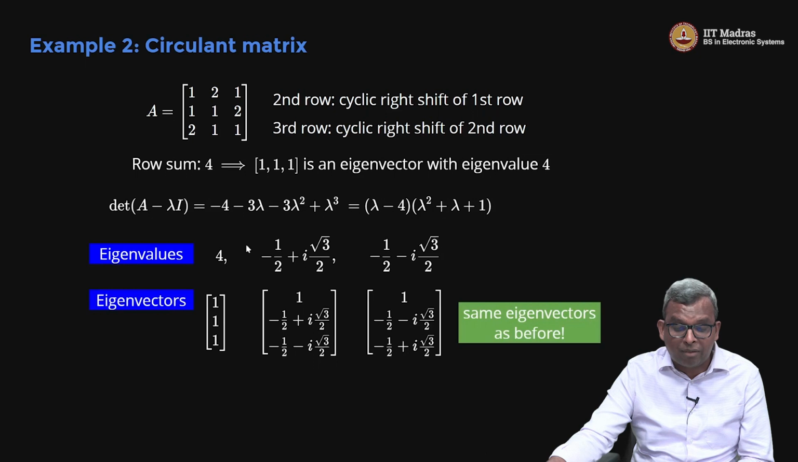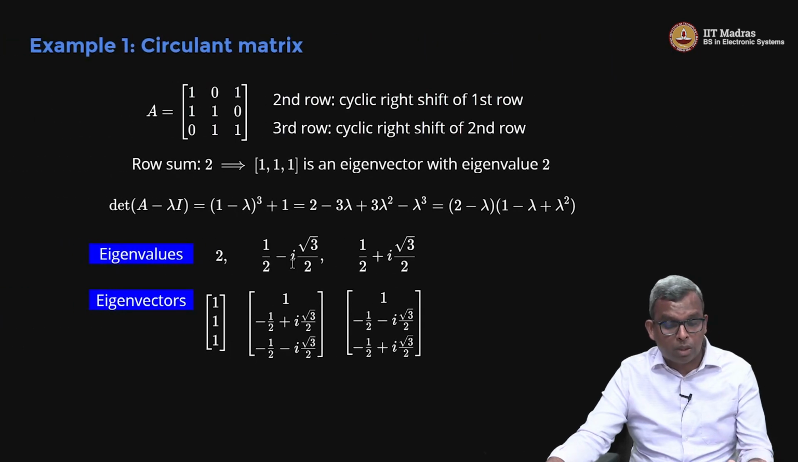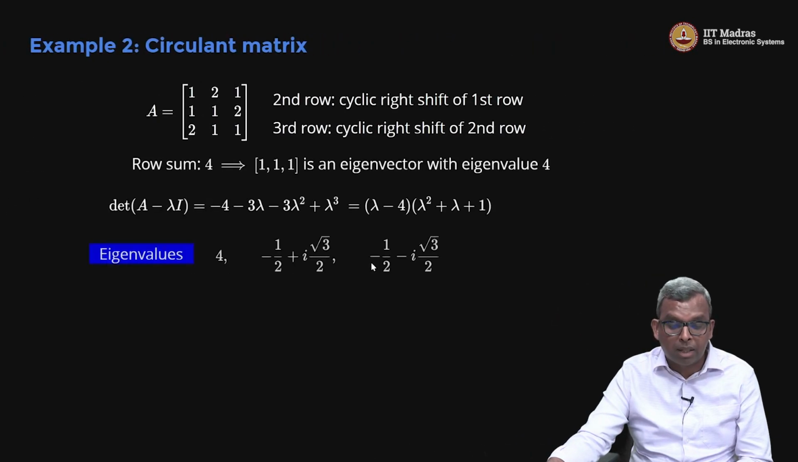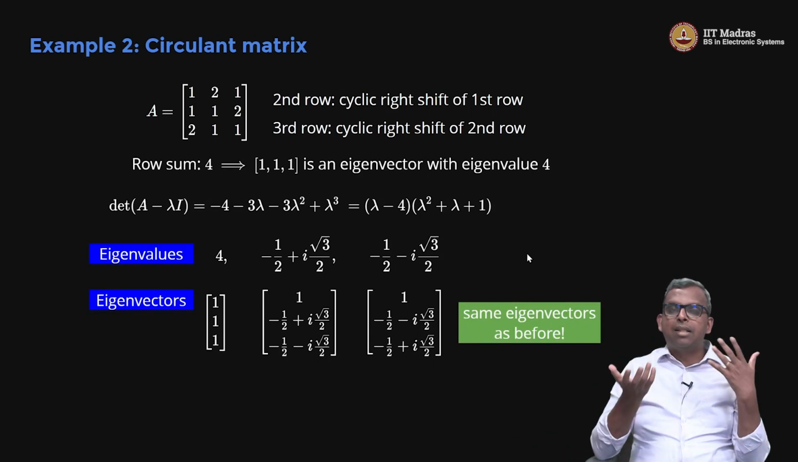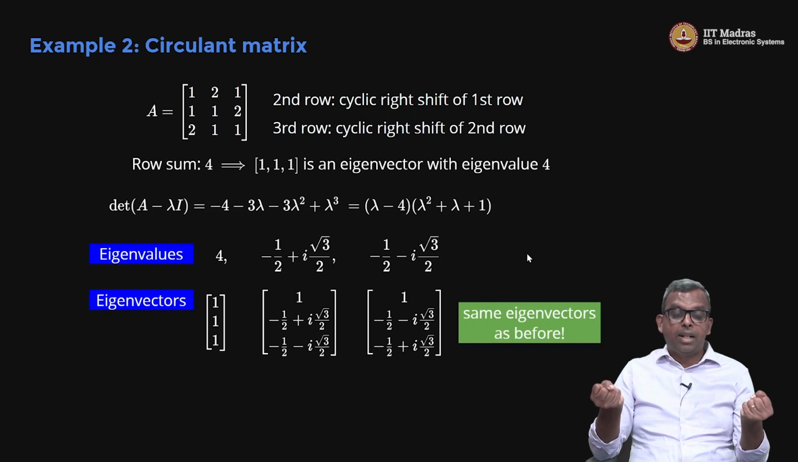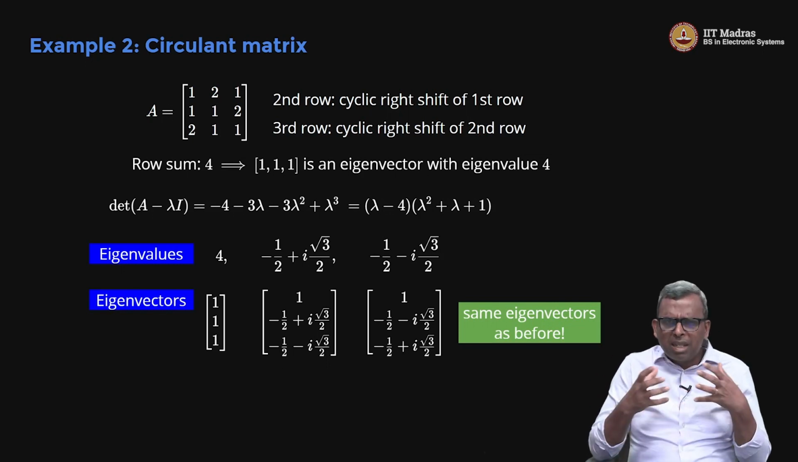Notice the eigenvalues are slightly different from the previous case. 2 was different, and then you got this same one. In general, maybe the eigenvalues will be different, but the eigenvectors ended up being the same as before. So here are two different circulant matrices. Just because they were circulant, somehow magically the eigenvectors are ending up being the same. So something is going on here.